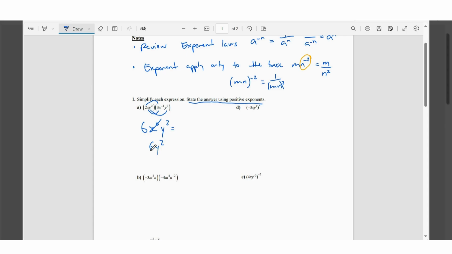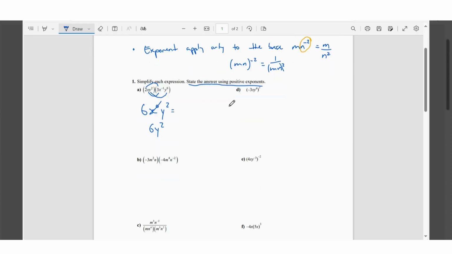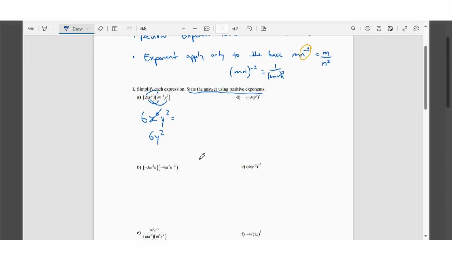I guess we have A, B, C going down. I might do A, D, B, E. You'll see. Here we go. We have negative 3xy to the 4, and this whole thing is squared, so we can distribute the 2 inside. It makes it negative 3 squared. So negative 3 times negative 3 gives us a positive 9. There's an invisible little 1 there, so we'll get x squared. And 2 times 4 gives us y to the 8.